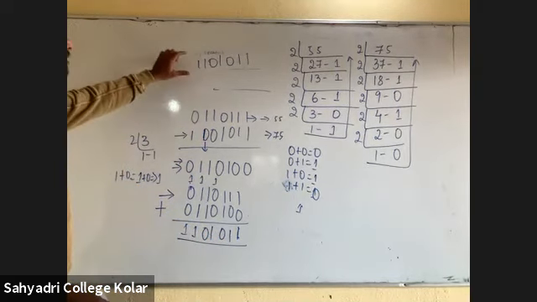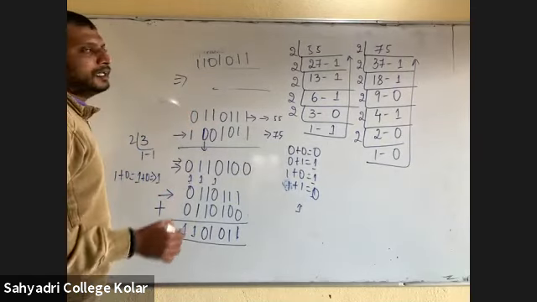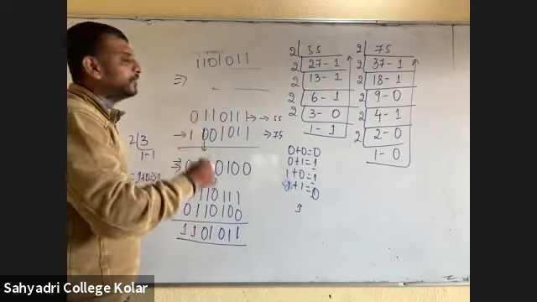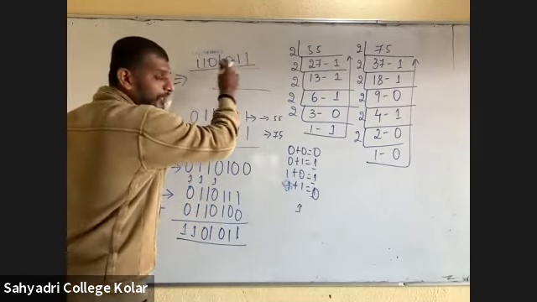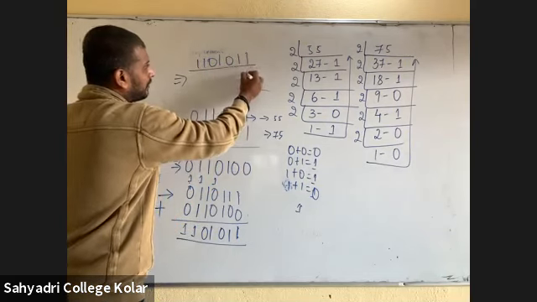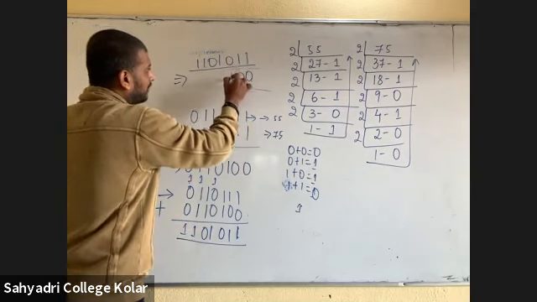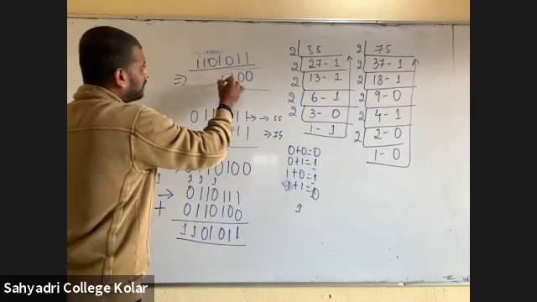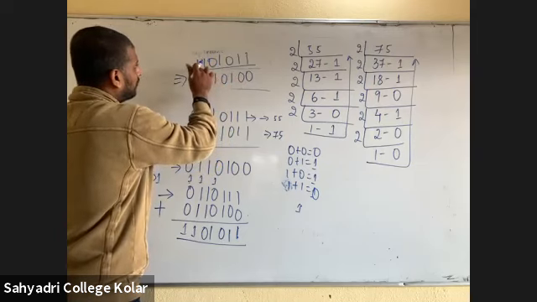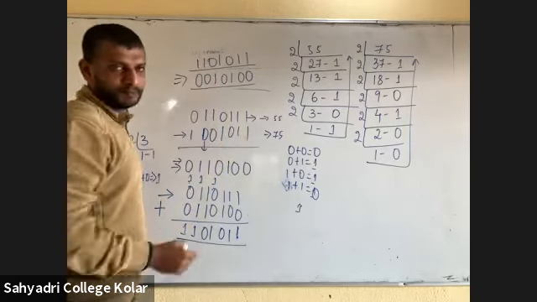Next, for this, I need to find the ones complement. Again, what is ones complement? Ones complement is nothing but replacing ones with zeros and zeros with ones. So, for this particular value, you need to find the ones complement. 1, replace it with 0. Again 1, replace it with 0. 0, replace it with 1. 1, replace it with 0. 0, replace it with 1. 1, replace it with 0. 1, replace it with 0. Now, this is the final outcome.